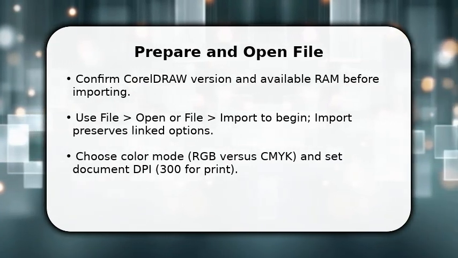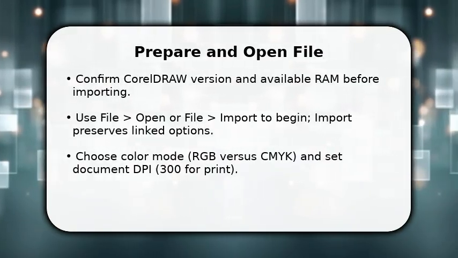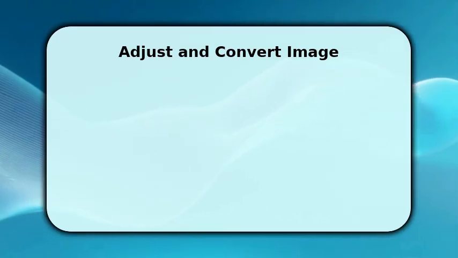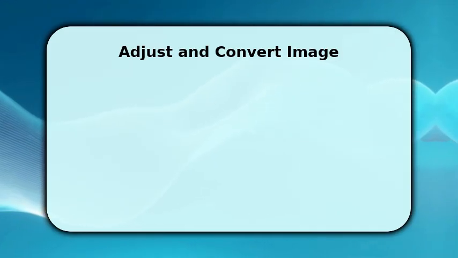After placing the image, you adjust scale and position with the Pick tool, hold Shift to resize from the center and watch aspect ratio. If you need pixel edits or consistent effects, go to Bitmaps, Convert to Bitmap. This flattens layered image formats and prevents unexpected changes.